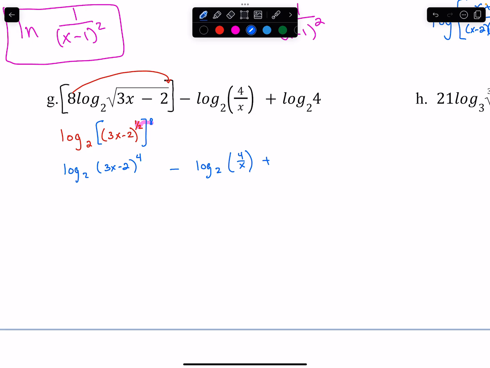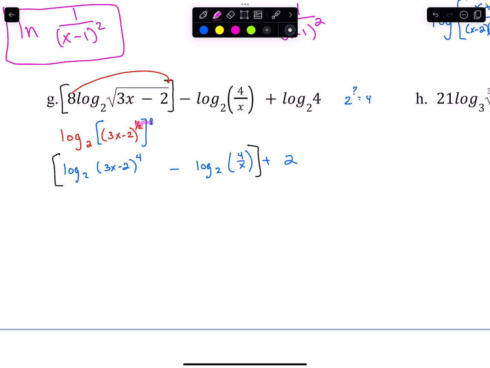What is log base 2 of 4? So 2 to what power is 4? And it's just going to be plus 2. Okay, cool. That's easy enough. So I don't really have to worry about the plus 2. Now I'm just going to really focus in on this part.